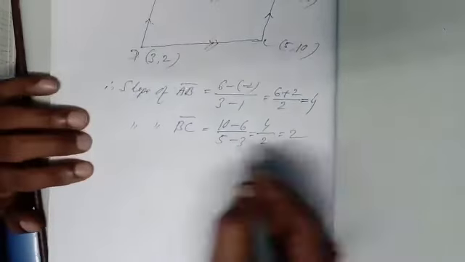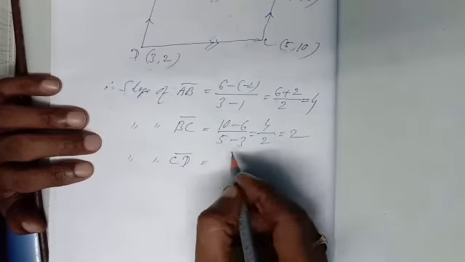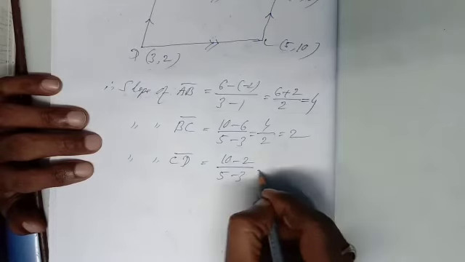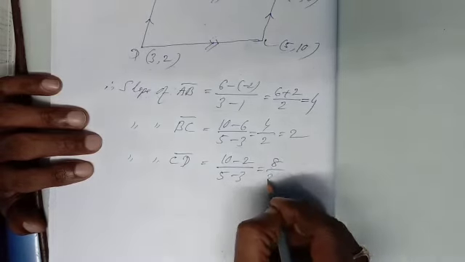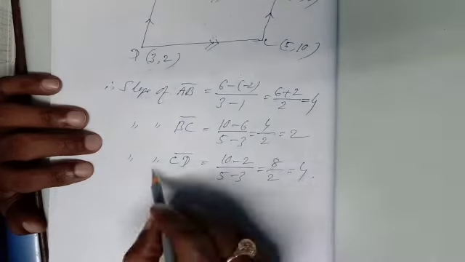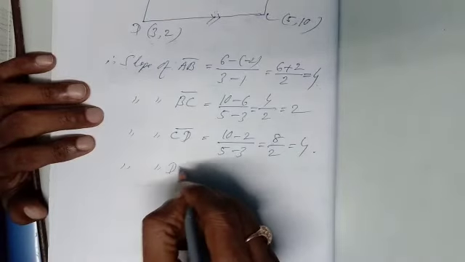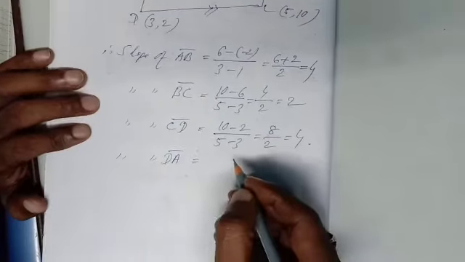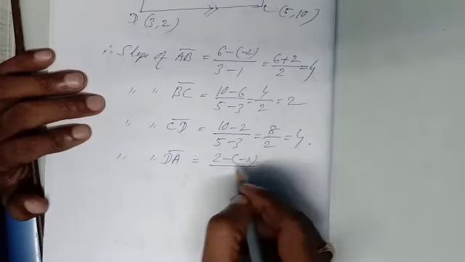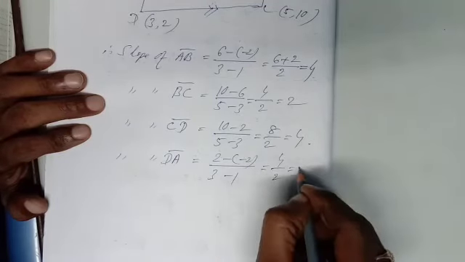That is 2. Then slope of CD. Slope of CD is how much? (10 - 2) by (5 - 3), this is 8 by 2, coming 4. That means slope of AB and slope of CD are equal. Next, slope of DA, same process, y2 minus y1: (2 - (-2)) by (3 - 1), that is 4 by 2, which is equal to 2.